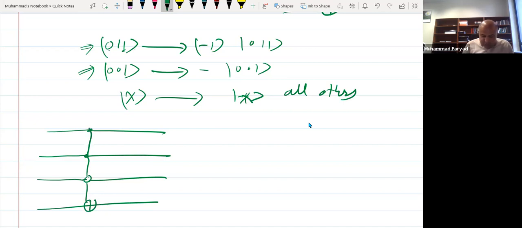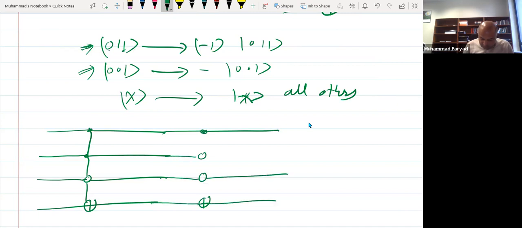So this will do the job for this part. And for 0, 0, 1, I will have this circuit. So this whole circuit can mark these two elements.